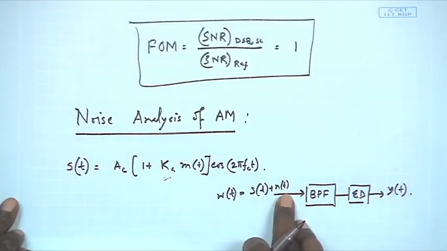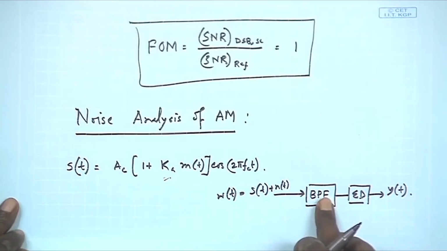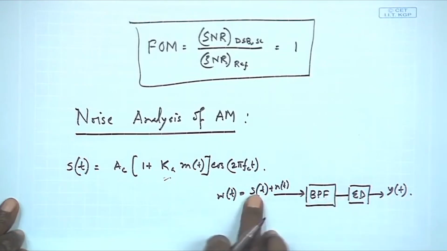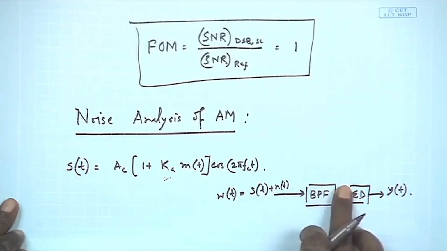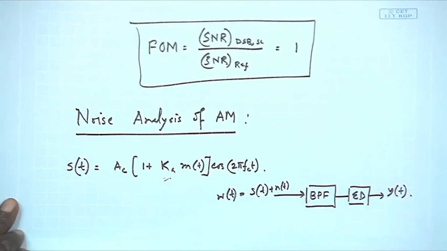So, I have this signal plus noise, which should be passed through a band pass filter. This band pass filter exactly matches the band of the signal, so s(t) will remain intact, and the noise will pass through the band pass filter. So, it will have an equivalent band pass representation, with in phase and quadrature.